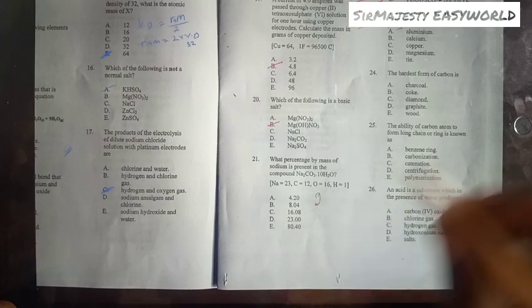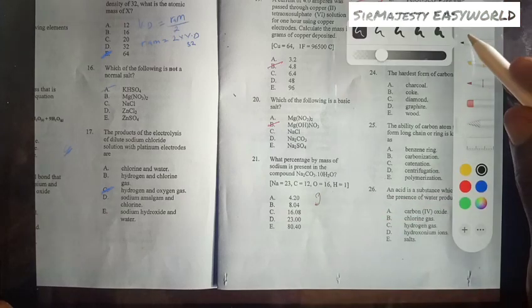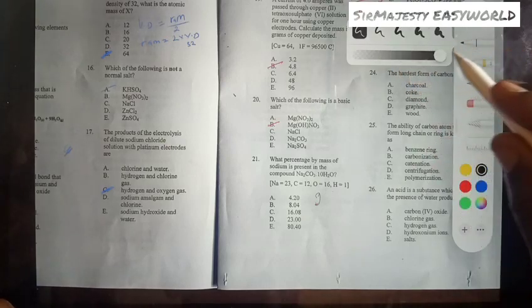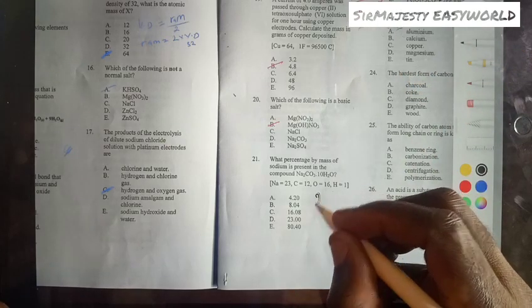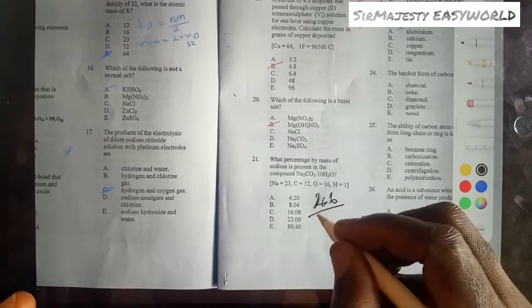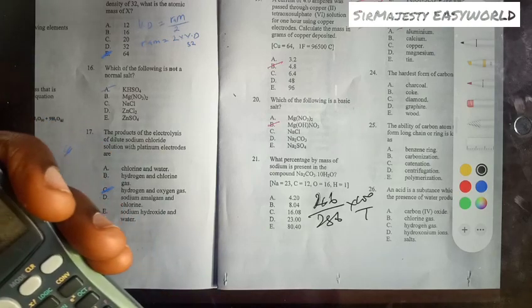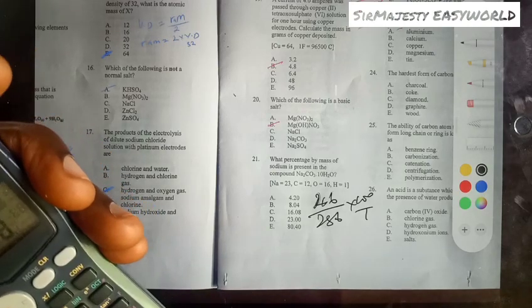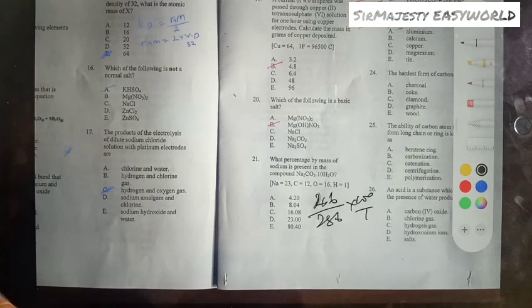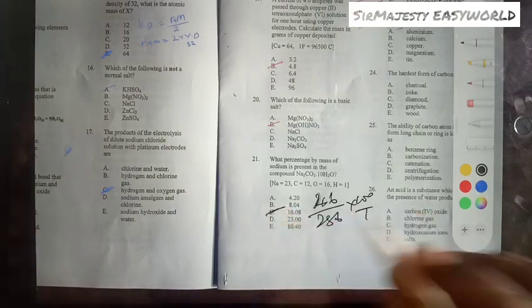I may be using this. So we have that. Let me increase the thickness. Okay, we have here that 46 over 286 times 100 over 1. 46 over 286 times 100 over 1, that's 16.08. So the answer is C.